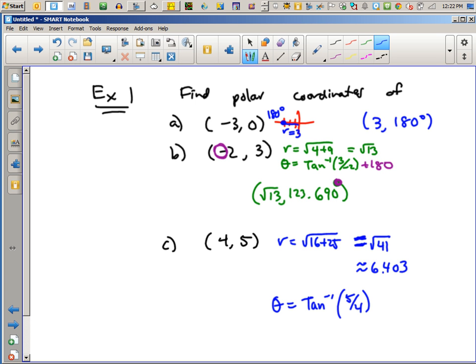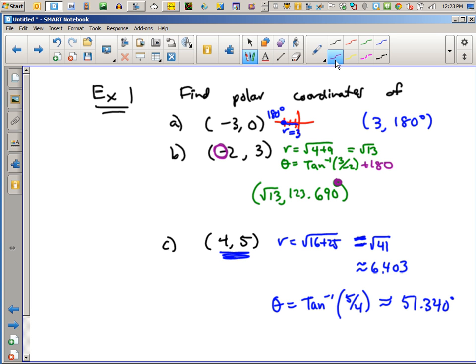And should I add 180 or not? Will the calculator lie to me? No, the calculator will not lie to me. This point is in quadrant 1, and the range of tan includes both quadrants 1 and 4. So whatever the calculator says, I can fully trust. And it's 51.340 degrees.